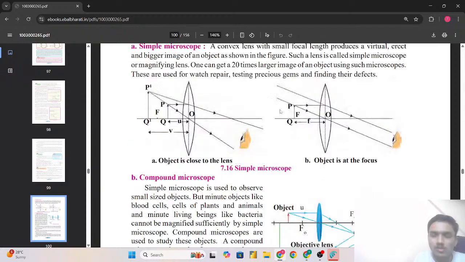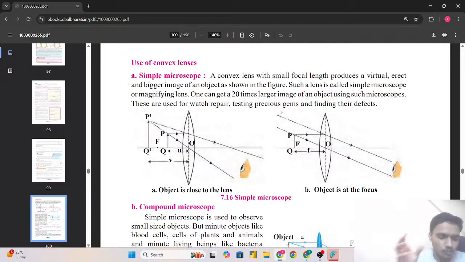These two diagrams are also important. अगर exam में आपको question पूछा जाता है कि write down the uses of the convex lens, और उसमें specify अगर write down the use of how the convex lens is used in the simple microscope, so we have to write down this description along with these two diagrams to get good marks.